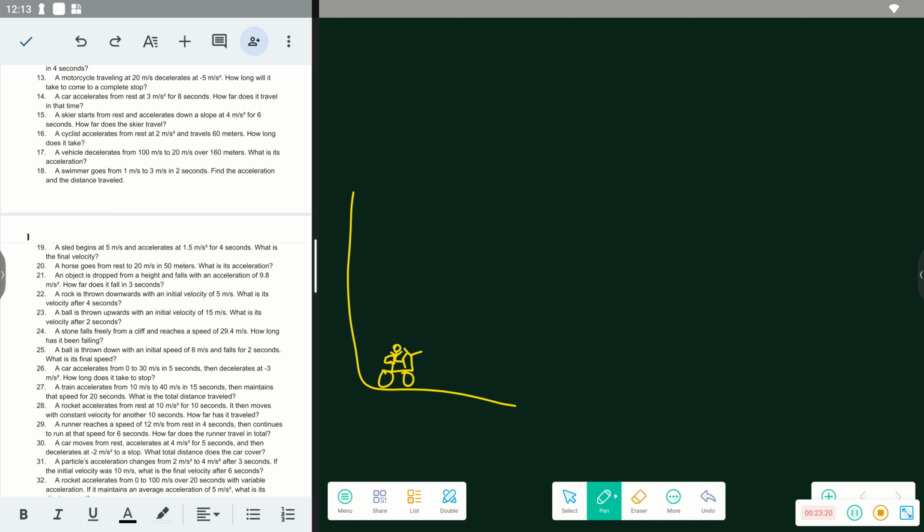All right, so a cyclist accelerates from rest. So it's 0 meters per second and travels 60 meters. So the displacement is D equals a positive 60, okay? Your acceleration will also be positive because you're going that way. How long does it take for the cyclist to travel 60 meters accelerating at 2 meters per second squared?